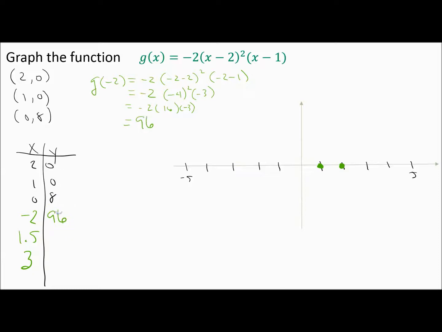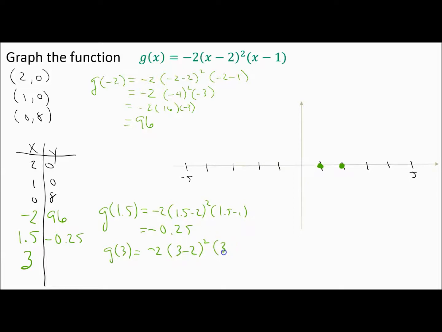Okay. Now I'm going to do the same thing with 1.5, but I'm going to rely on my calculator a little more. So g of 1.5 is negative 2 times (1.5 minus 2) squared times (1.5 minus 1). And then directly in my calculator, that results in negative 0.25. And then I substitute in 3, so I have negative 2 times (3 minus 2) squared times (3 minus 1), which gives me negative 2 times 1 squared times 2, and that's going to give me negative 4.